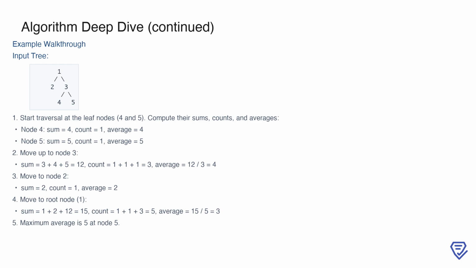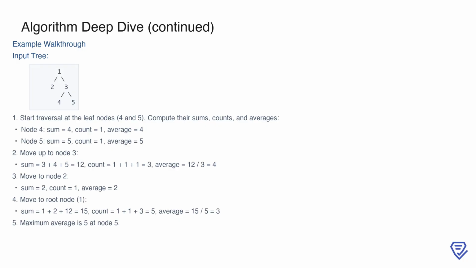We start with the leaf nodes. For node 4, the sum is 4, the count is 1, and the average is 4. Similarly, for node 5, the sum is 5, the count is 1, and the average is 5. Next, we process node 3. The sum of its subtree is 3 plus the sums of nodes 4 and 5, which equals 12. The count is 3, so the average is 12 divided by 3, which is 4.